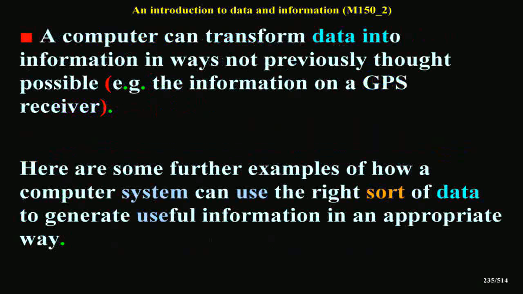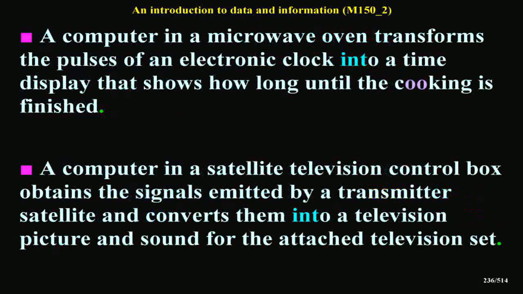A computer can transform data into information in ways not previously thought possible, e.g., the information on a GPS receiver. Here are some further examples of how a computer system can use the right sort of data to generate useful information in an appropriate way. A computer in a microwave oven transforms the pulses of an electronic clock into a time display that shows how long until the cooking is finished.